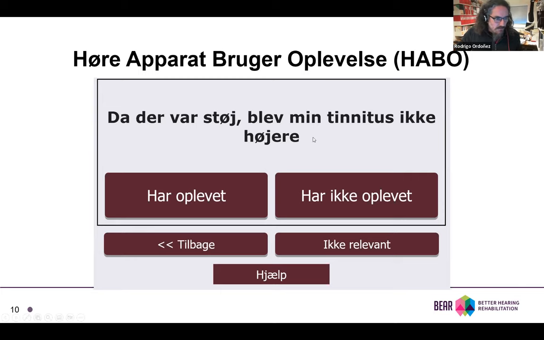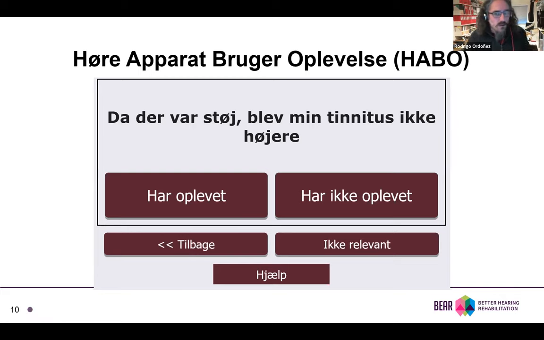As we can see from this interface, which is a very simple interface, the patients would be shown a sentence. In this case, "when there was noise, my tinnitus got louder." The interaction possibilities for the patient are basically to say, I've experienced that, or I have not experienced that, or is this relevant for me or not relevant for me, sorry. Or go one screen back to retake the last answered question. We tried to keep it as simple as possible.